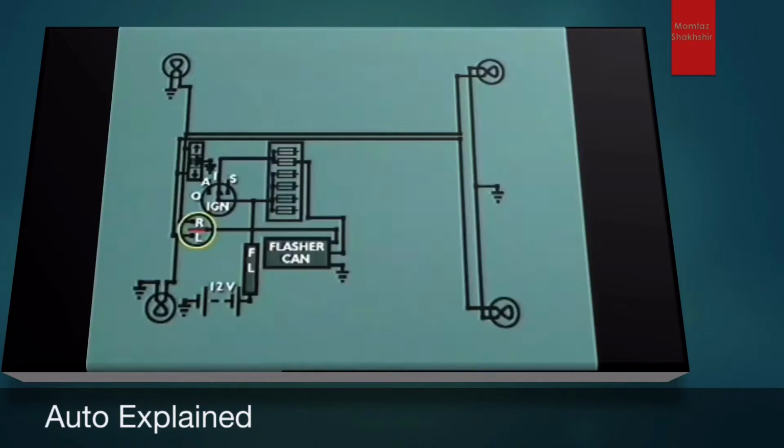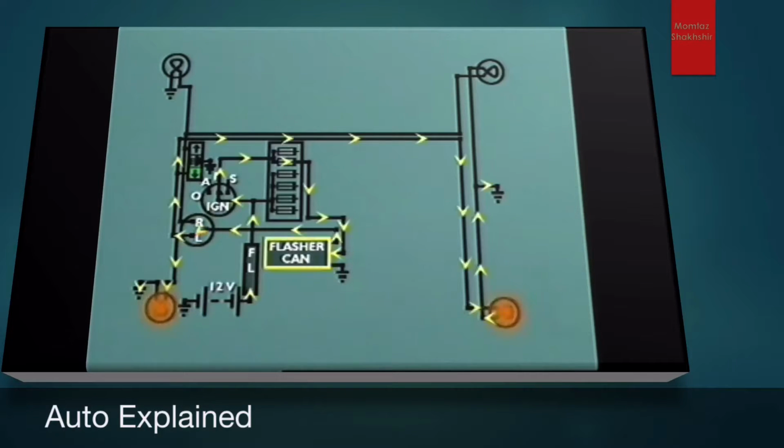When the indicator switch is turned in the opposite direction, it directs the pulsing current to the left-hand lights at the front and rear of the vehicle, as well as the left-hand pilot light on the instrument cluster.